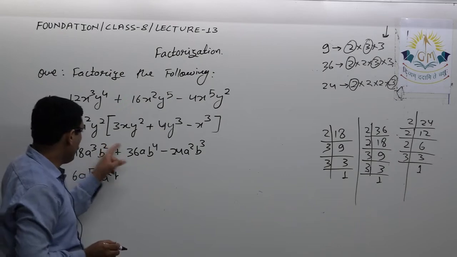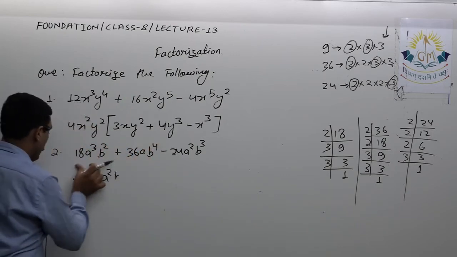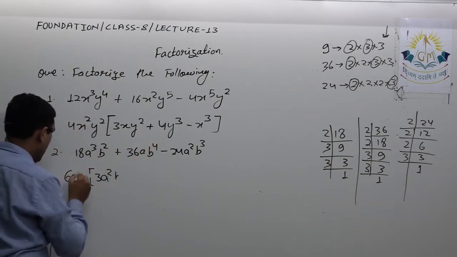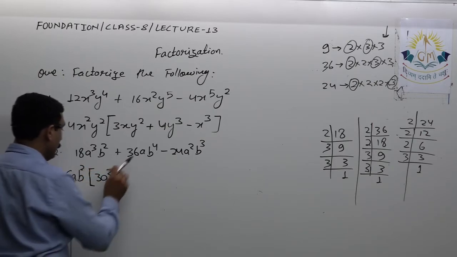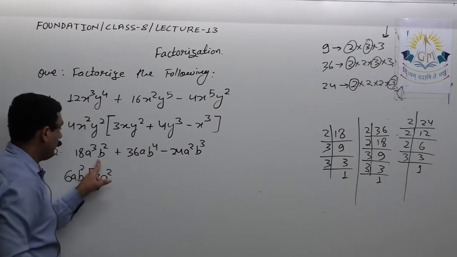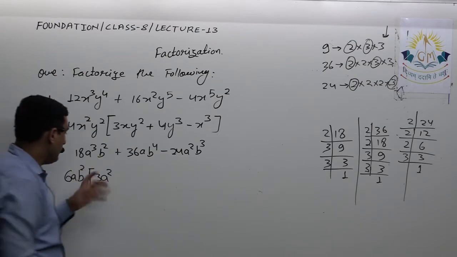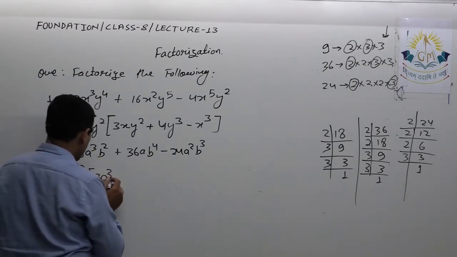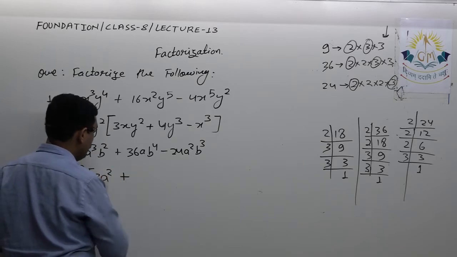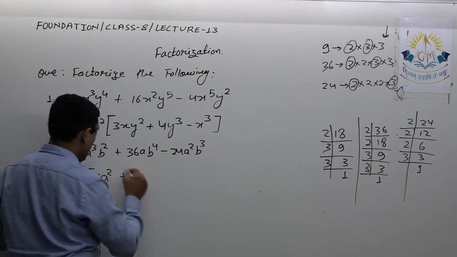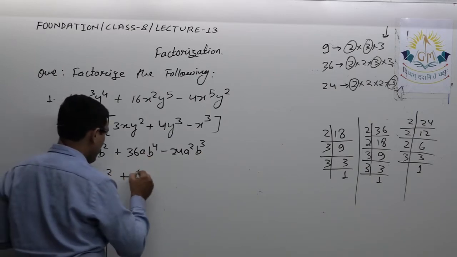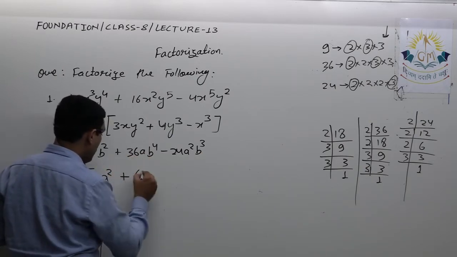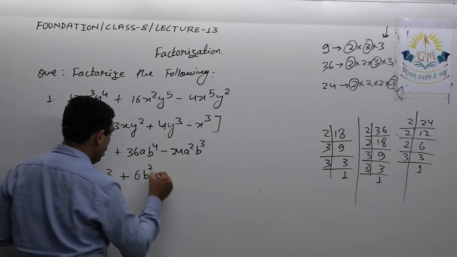Now, definitely b can be taken common. Among the powers of b, b square is the smallest. So here I can say 6ab square is common. 3a square is left, because b square is completely taken common, so there won't be any term related to b in the first term. Now over here, 6, a has been taken common, so no a will be there. b square is taken common, so b square will be left.